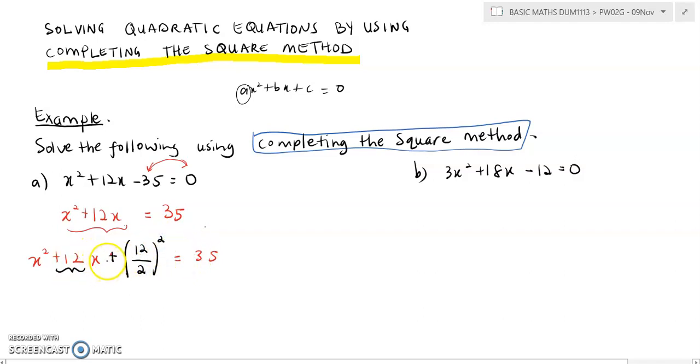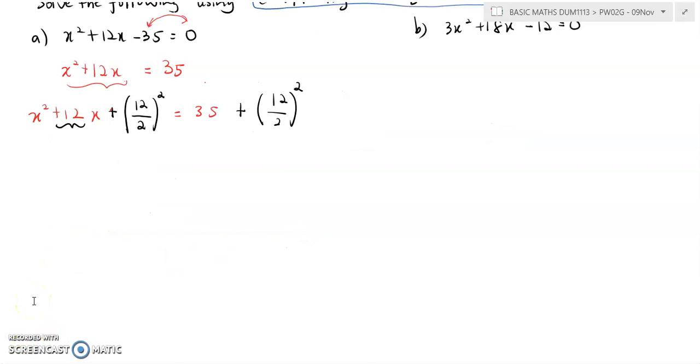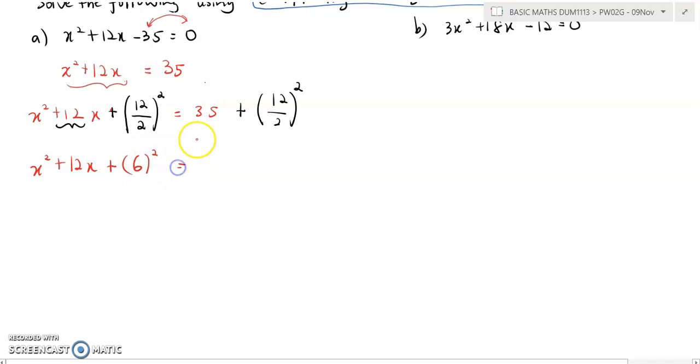Since we add this number on our left side, we must balance the equation. On our right side, we must also add 12 over 2 to the power of 2. And the next step is to simplify the value in the bracket. x squared plus 12x plus, so this is 6 to the power of 2. Only simplify the value inside the bracket. 35 plus 6 squared.